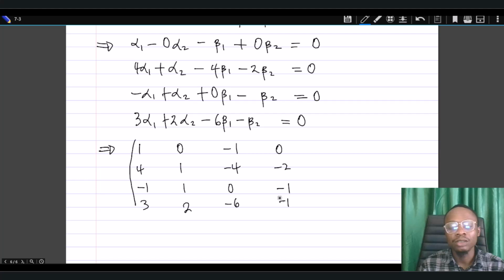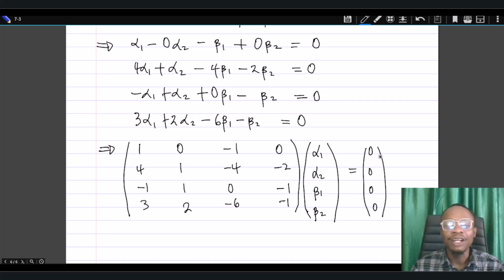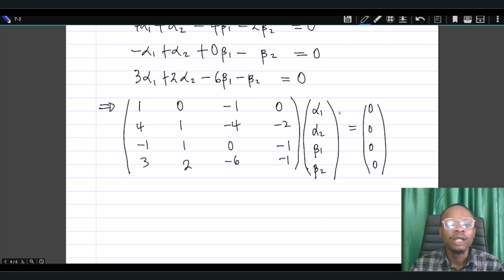Okay, so this closes this, and with that, we know this will be multiplying alpha 1, alpha 2, beta 1, beta 2. And this will be equal to 0. So this is 0, 0, 0, 0. Okay. And with that, we are good to go. We can now do a row reduction on this so that we have it in echelon form, and then we can simplify to see what values of alpha 1, alpha 2, beta 1, beta 2 will satisfy this equation.